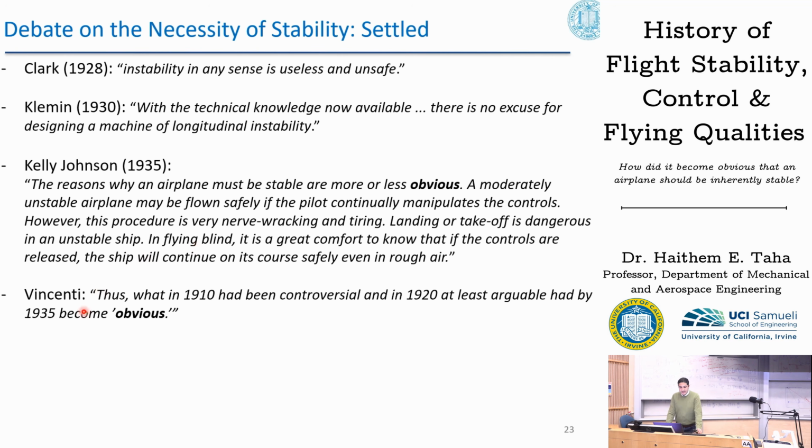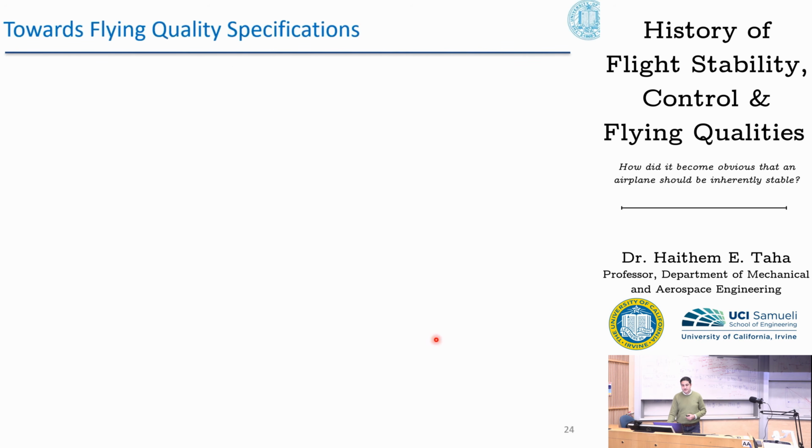So Vincenti concluded thus: what in 1910 had been controversial, in 1920 at least arguable, had by 1935 become obvious, referring to the Kelly-Johnson statement. So the question now is that, yes, it's settled. The debate is settled. Yes, we need stability, but how much?